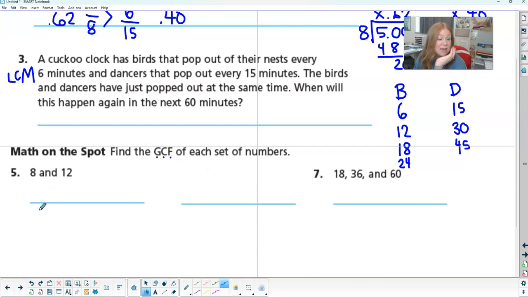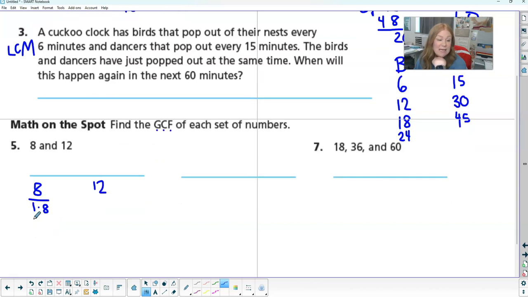So we have 8 and 12. So we want to list these out. So always go in order. 1 times 8. 2 times 4 makes 8. 3 can't. 4. That's all of the ones for 8. So then I do 12. 1 times 12. So make sure you're listing these with me.